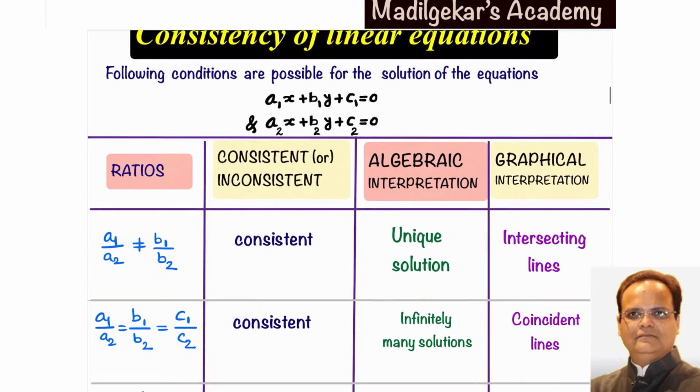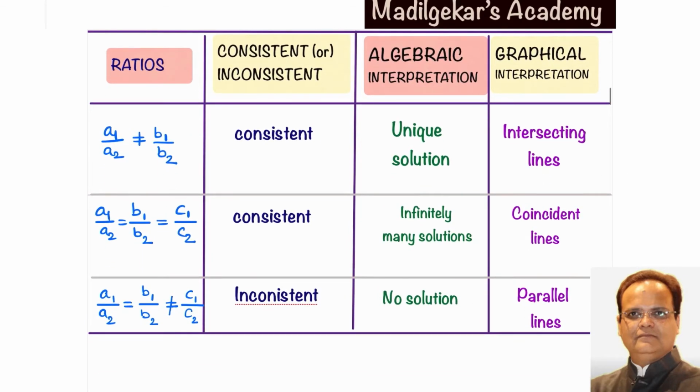First case, if a1 upon a2 is not equal to b1 upon b2, then the equations have common solutions, means the equations are consistent. Algebraically, we can interpret that the equations have a unique solution, means there will be only one value of x and one value of y. Graphically, we can say that these two lines intersect each other.